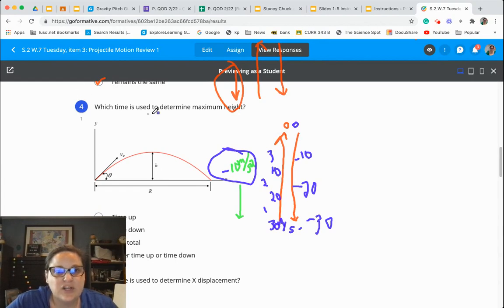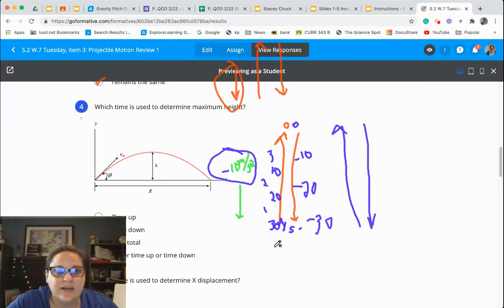So which time is used to determine maximum height? Well, it takes the same 3 seconds to go up as it does to come down. So either one would work. Either time up or time down would be the appropriate amount of time to know how high up it went.